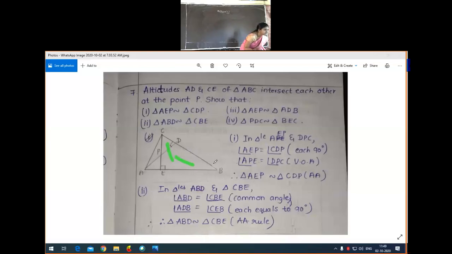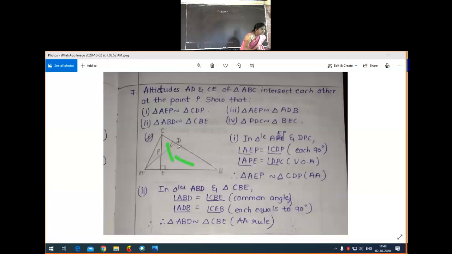Triangle ABD and triangle CBE. Yes, angle B is common here. While observing the picture for this similarity we have to be very careful. See this triangle and this triangle, in that angle B is the common angle.